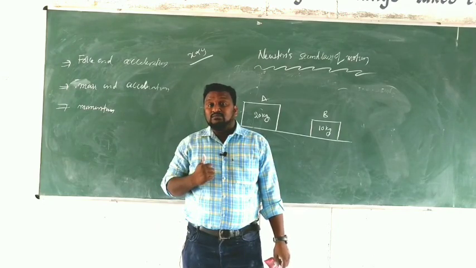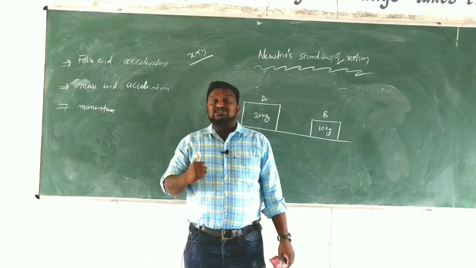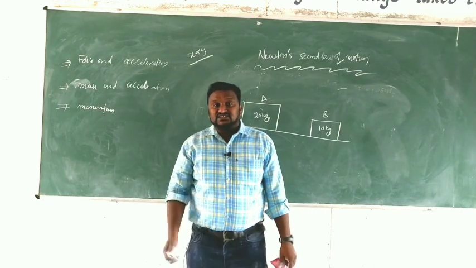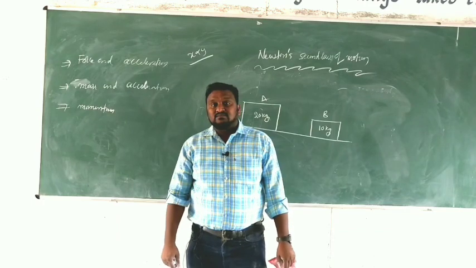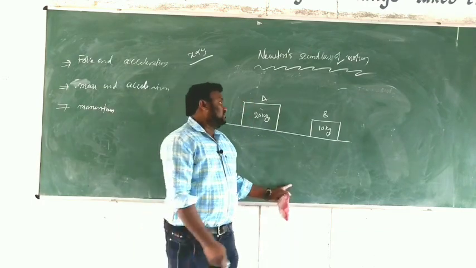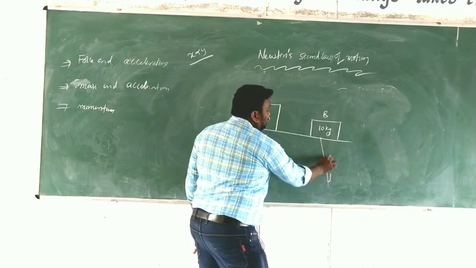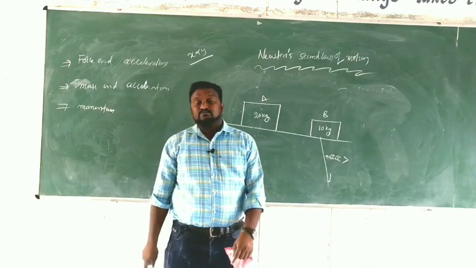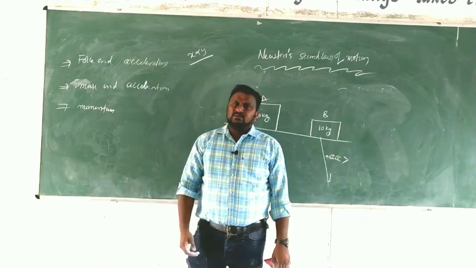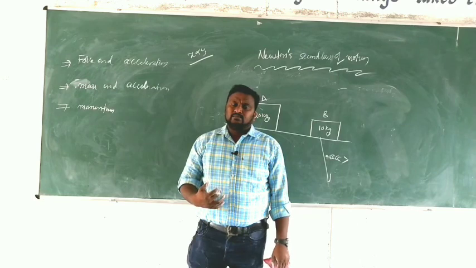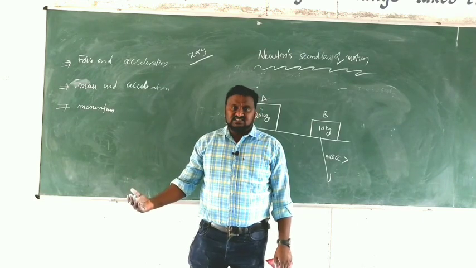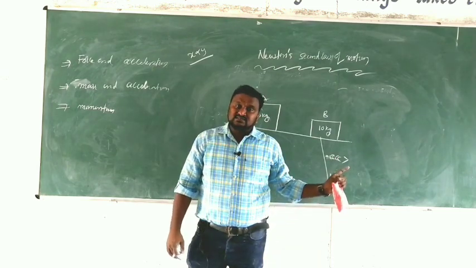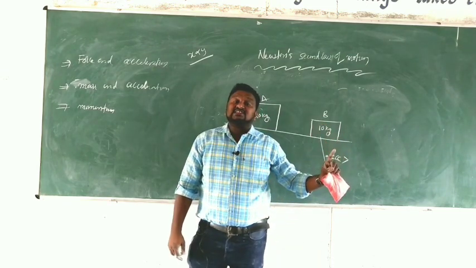Then tell me now, which object will go faster with more acceleration? This one will go a greater distance with more acceleration. Acceleration is more for this one. Same example: when mass is more, acceleration is less. When mass is high, acceleration is less.